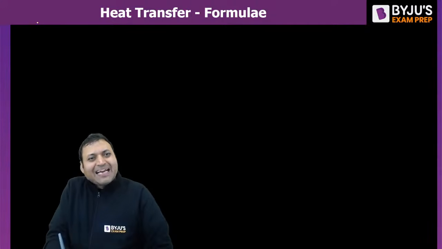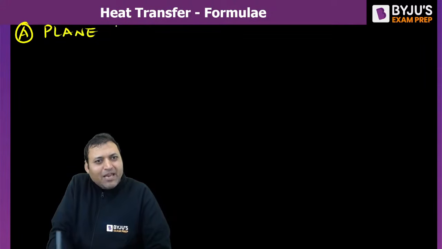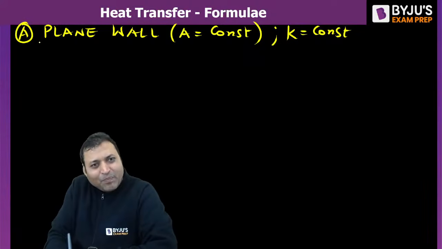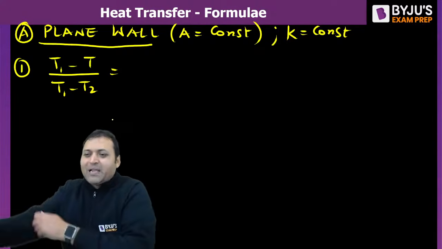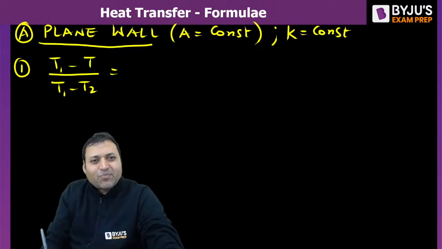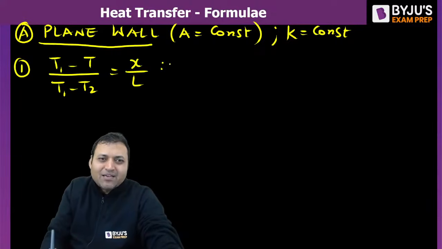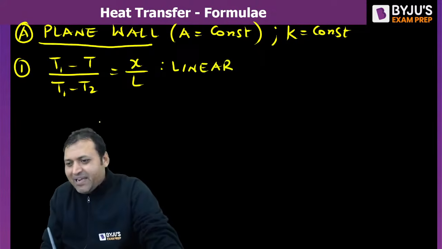Now let us talk about conduction in a plane wall. For a plane wall system, plane wall means the area is constant, and the thermal conductivity is also taken as constant. For a plane wall, the temperature profile is given by T1 minus T upon T1 minus T2 equal to X by L. What will be the nature of the temperature profile for the plane wall? The variation of temperature with X is linear.